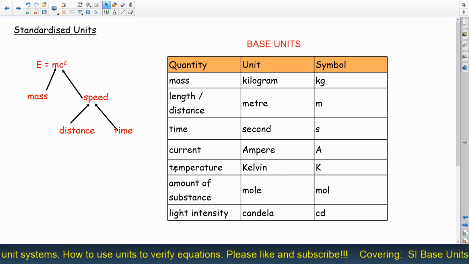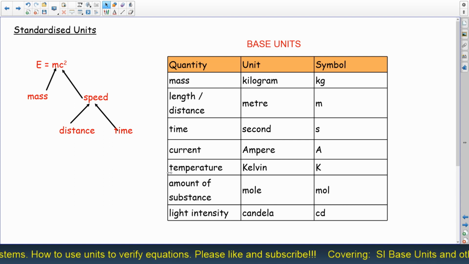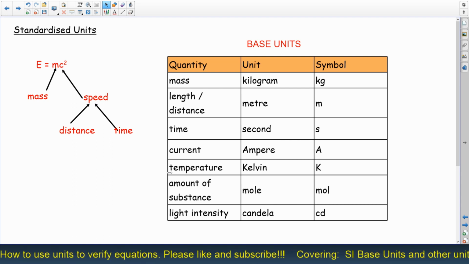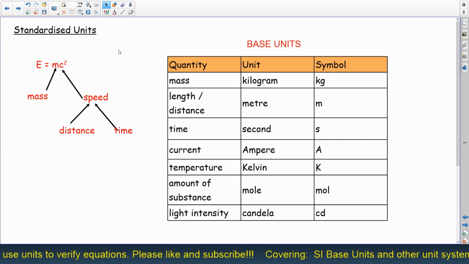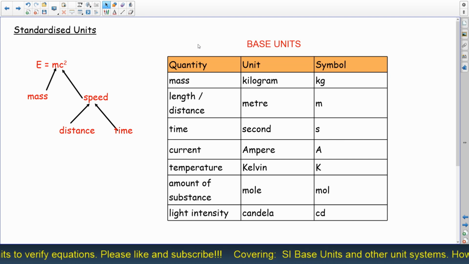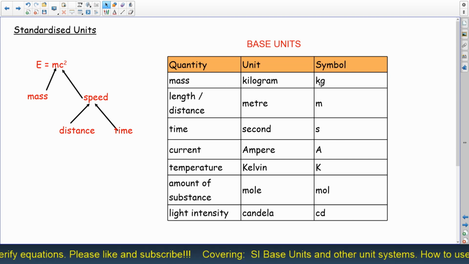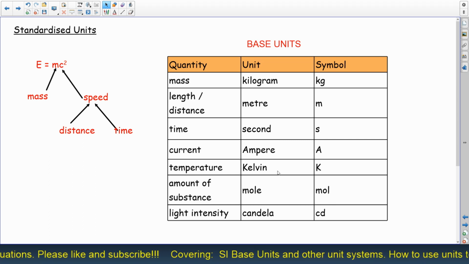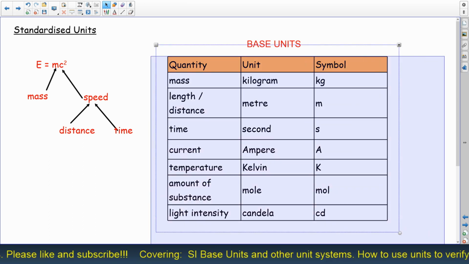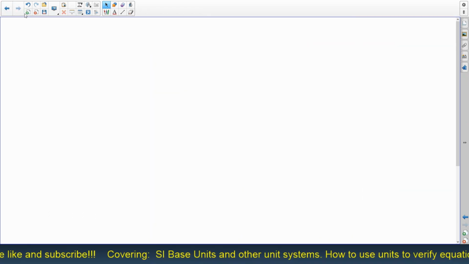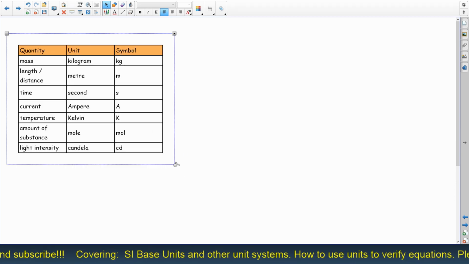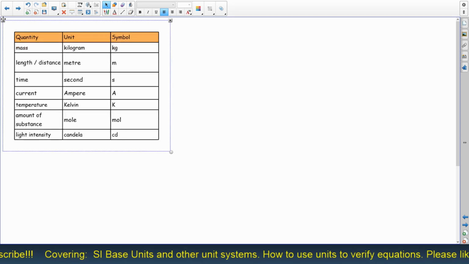They are called the SI base units. They are the Système International, because French, they're the international system of units. If you're ever asked to express something in terms of base units, you should be using these symbols. I'm going to keep that going. Okay, so we have other units. I'm going to bring that little table with me though, because it's going to be useful as time goes on.